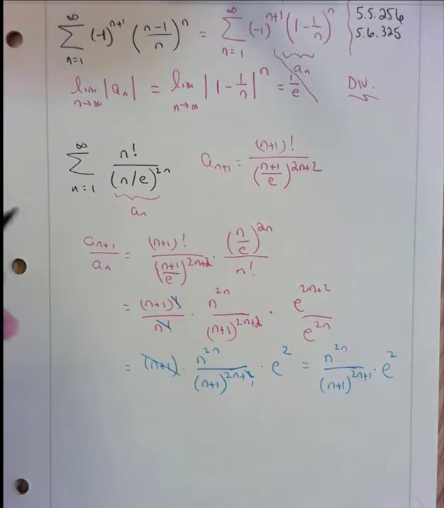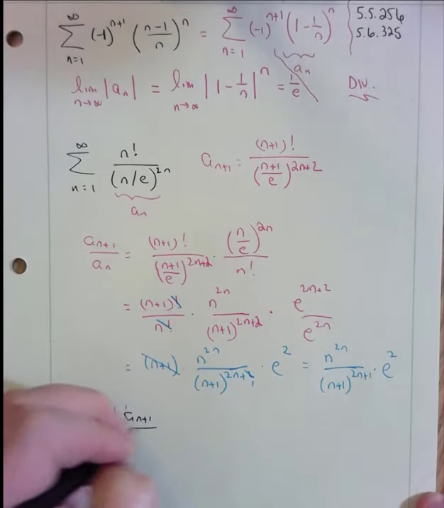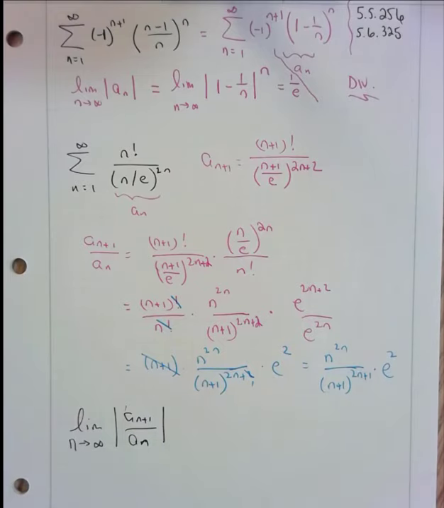So I guess technically, well, maybe not. I was going to say we should go up here and put absolute value bars around the a sub n plus 1 over a sub n, but as long as we do it at some point, it doesn't matter. And since everything here is positive, we don't really need the absolute value bars anyway.